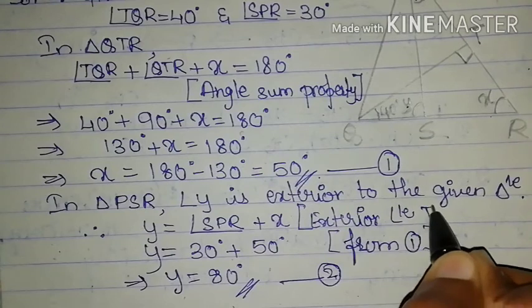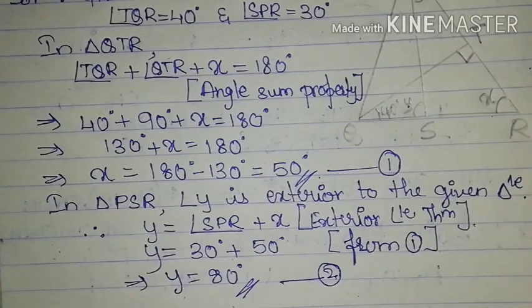Exterior angle theorem. This is the reason. The exterior angle theorem states that the exterior angle is equal to the sum of the interior opposite angles.